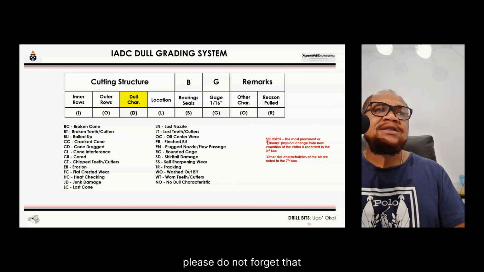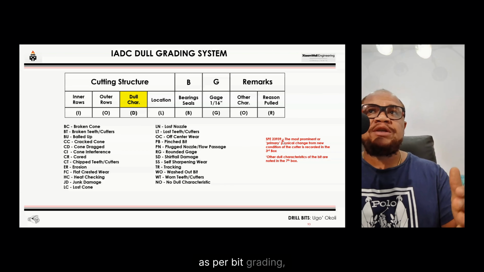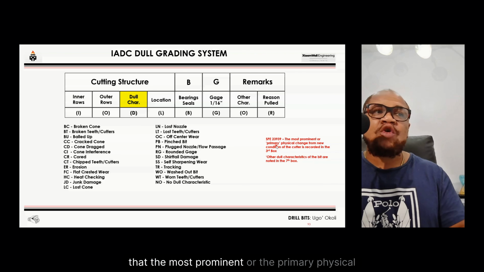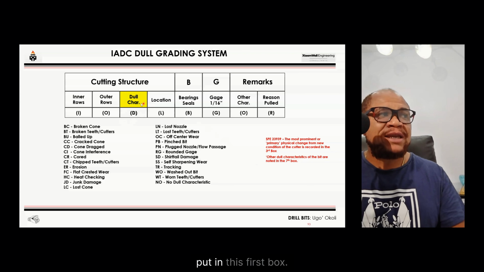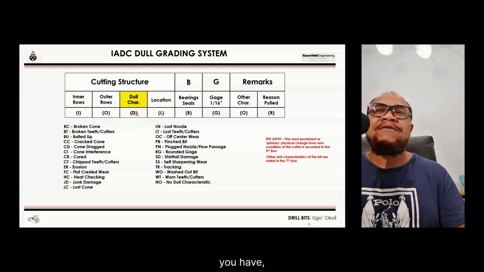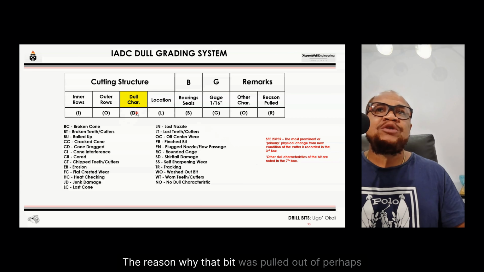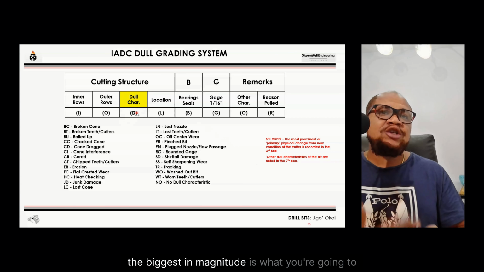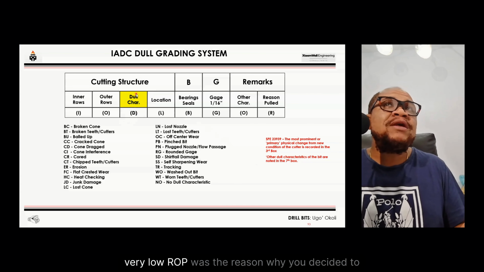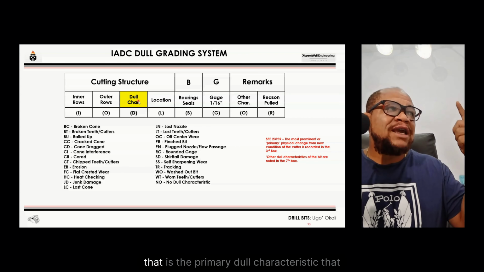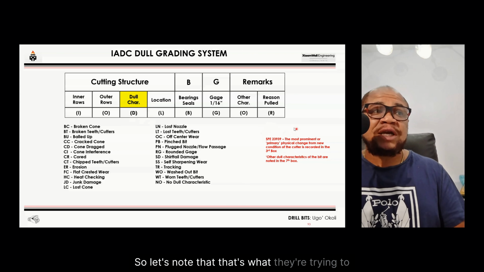Please do not forget that as per SPE 23939, where all these studies were done on bit grading, the most prominent or primary physical change that happened to the cutter is what you put in this first box. Say, for example, you have broken cutters and you have lost nozzles. The reason why that bit was pulled out, or perhaps the biggest in magnitude, is what you're going to put here. So if it was broken cutters and you were getting very low ROP, which was the reason you decided to pull out, that is the primary dull characteristic that you're going to be putting on here. So let's note that that's what they're trying to say here.